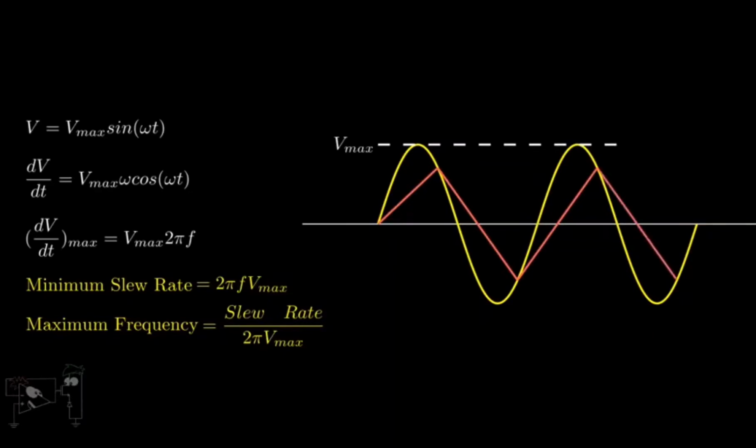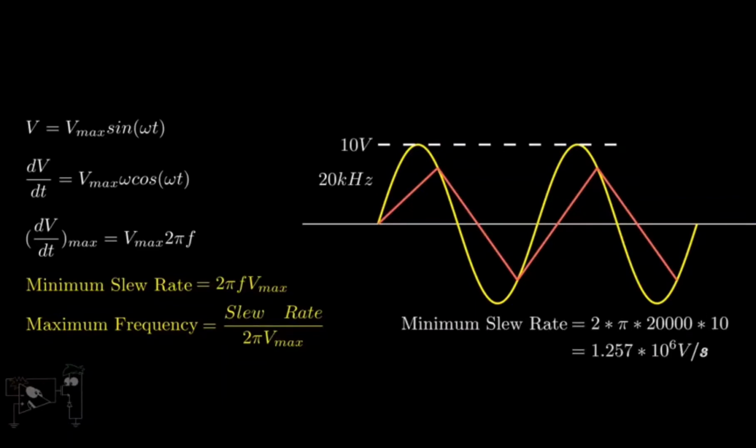For example, if we have a sinusoidal signal with 10 volts amplitude and a frequency of 20 kHz, then the minimum slew rate required will be 2 pi times 20,000 times 10, which comes out to 1.257 times 10 to the power 6 volts per second. That is 1.257 volts per microsecond. If the slew rate of the op-amp is greater than this value, the output will follow the input perfectly.